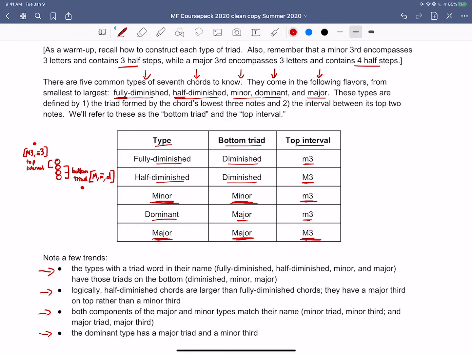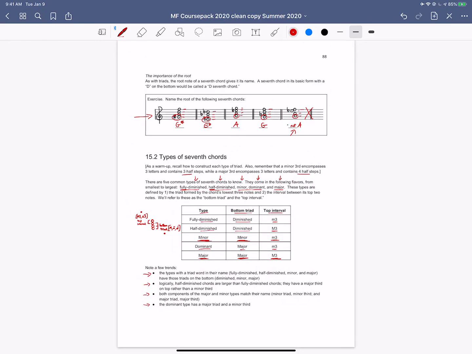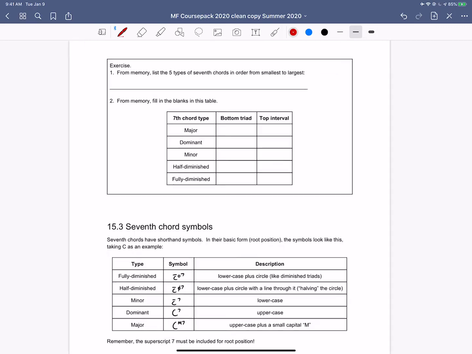And you'll want to practice these by just reciting, for instance, minor seventh chord equals minor triad plus minor third, or fully diminished seventh chord equals diminished triad plus minor third. So spend a moment and memorize that chart, given those little tricks at the bottom. Now, I'll go on to the next page.